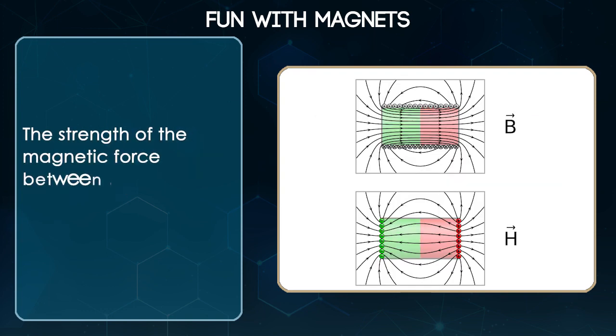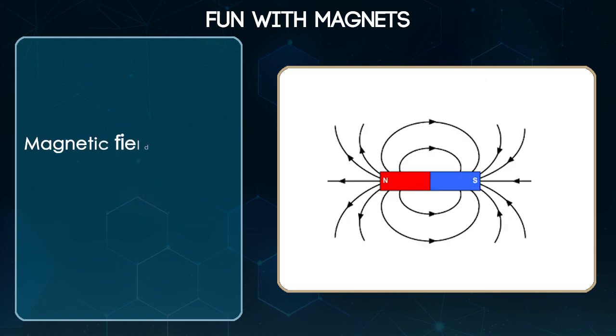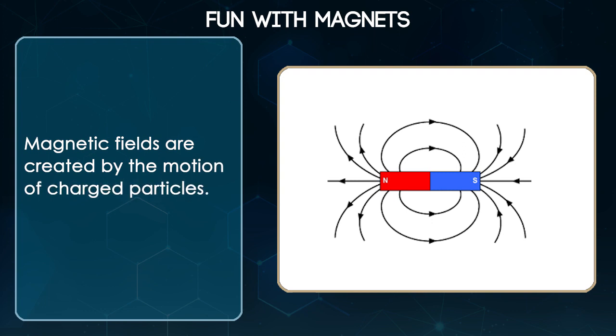The strength of the magnetic force between two magnets depends on the distance between them. Magnetic fields are created by the motion of charged particles.